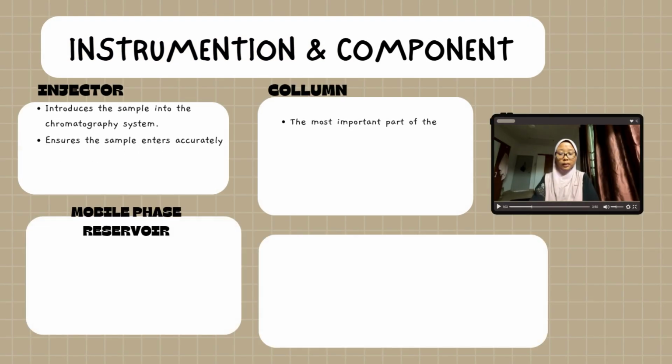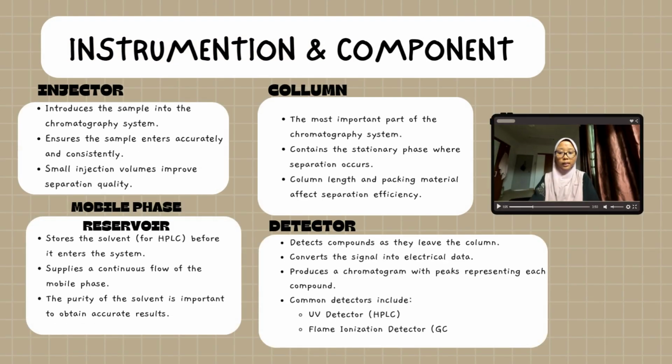Instrumentation and components. First is the injector. It introduces the sample into the chromatography system and ensures the sample enters accurately and consistently. A small injection volume improves separation quality. Second is the column, the most important part of the chromatography system, containing the stationary phase where separation occurs. Column length and packing materials affect separation efficiency.